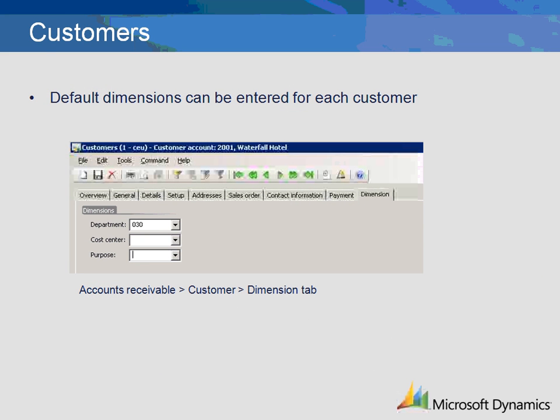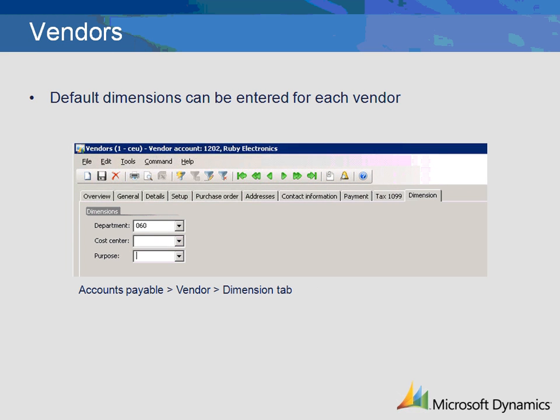Default dimensions can be entered for each customer. They are identified in the Dimension tab of the customer's form. Dimensions will default during data entry but can be changed. Creating default dimensions will expedite the data entry process and maintain consistency of postings. Default dimensions can also be entered for each vendor. They are identified in the Dimension tab of the vendor's form. Dimensions will default when entering accounts payable invoices or purchase orders.